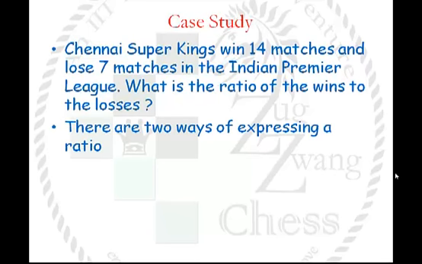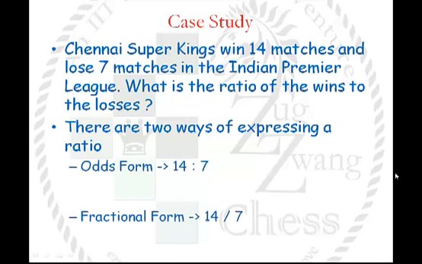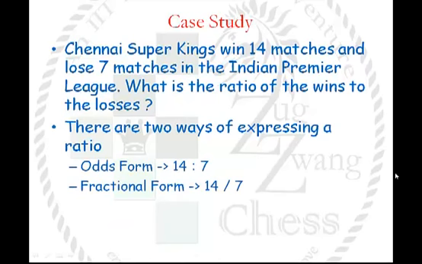There are two ways of expressing a ratio. One is called the odds form, which is 14 colon 7. The other one is a fractional form. The same odds form can be converted into a fractional form by just writing it as 14 by 7, right? But neither of them are in its simplest form.